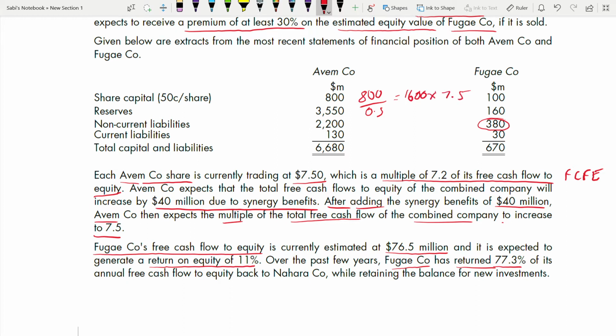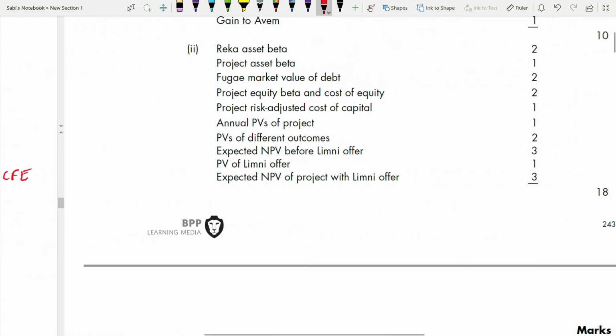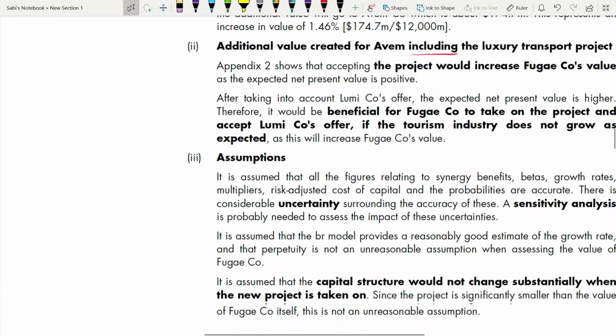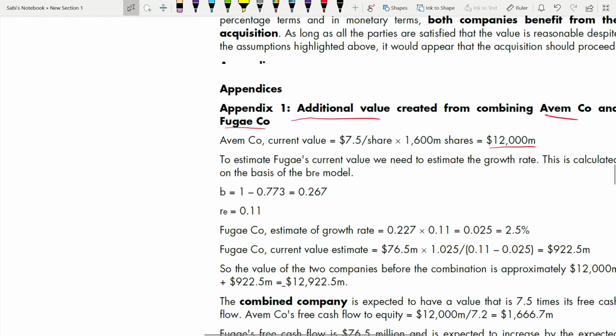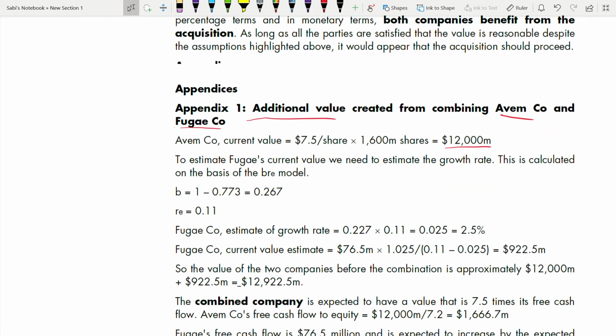But when you're coming to the Fugai company, it has a lot of working. It is not clear like Avem. To estimate Fugai's current value, we need to estimate a growth rate. This is calculated on the basis of the b into RE model. Which model did we use? Refer to that model. And what is the formula? b into RE. What is b? b is the retention. RE is your cost of equity. Your cost of equity has been given at 11%. That is your rate of return.